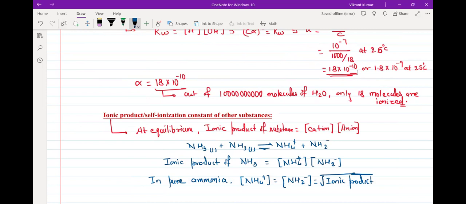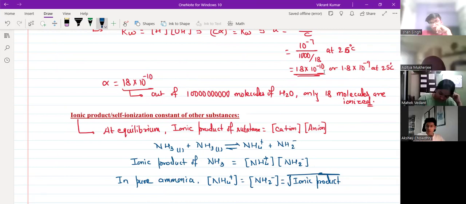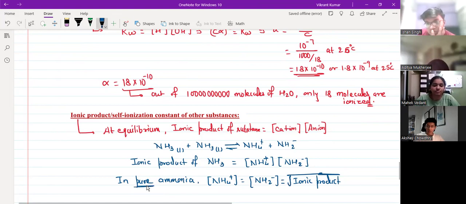जैसे root Kw बताया था H plus and OH minus को, similarly we can write square root of ionic product will be equal to the cation और anion का concentration in, but in pure ammonia. Pure लिखेगा तो ही, अगर उसमें कुछ मिल गया तो फिर now we cannot say. But right now we are talking about only pure substance.